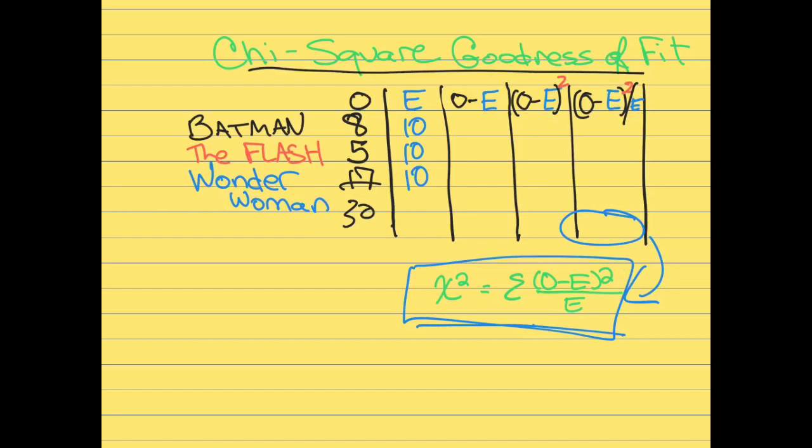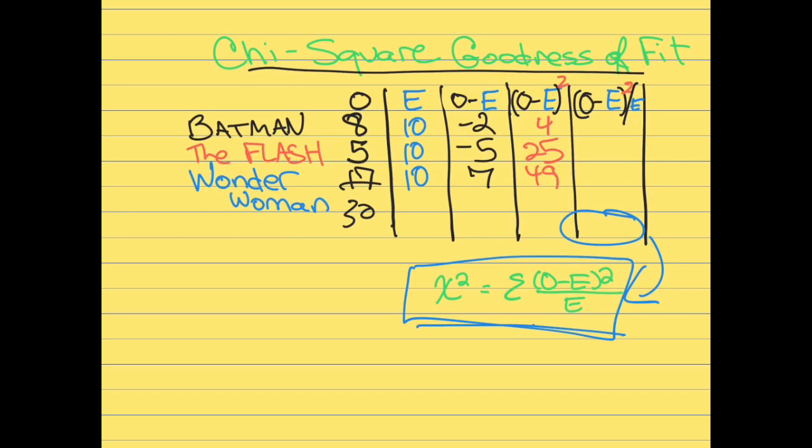So let's get started. We do the observed minus the expected. So 8 minus 10, negative 2. 5 minus 10, negative 5. And then 17 minus 10 is 7. Then we square each of those values. So negative 2 squared, that is 4. Negative 5 squared is 25, and 7 squared is 49.